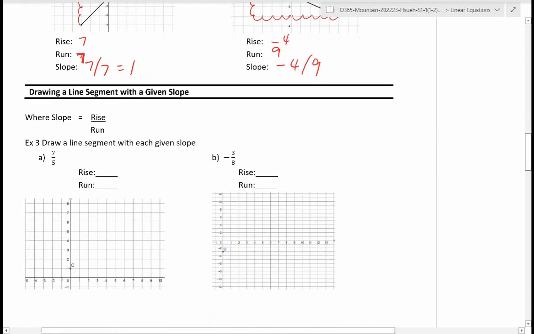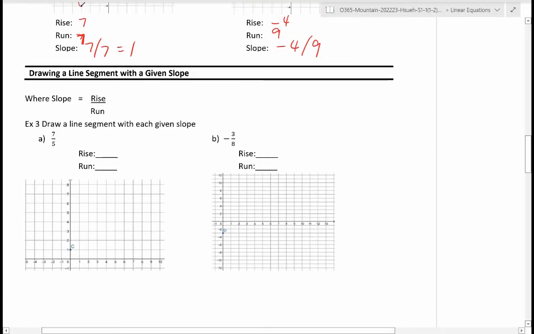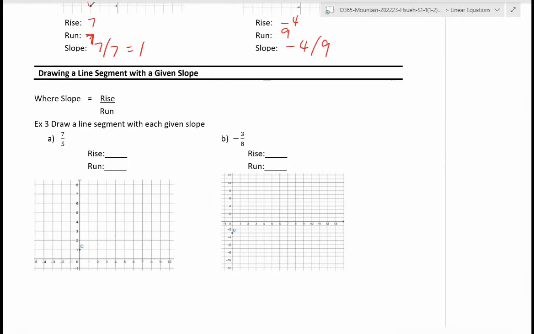Okay, so now we're gonna go kind of backwards. We were given a line and then we were finding the slope. And now we are gonna be given the slope and draw the line, okay? So here is the slope, right? Slope is rise over run, recall, and here is the fraction. It's 7 out of 5.